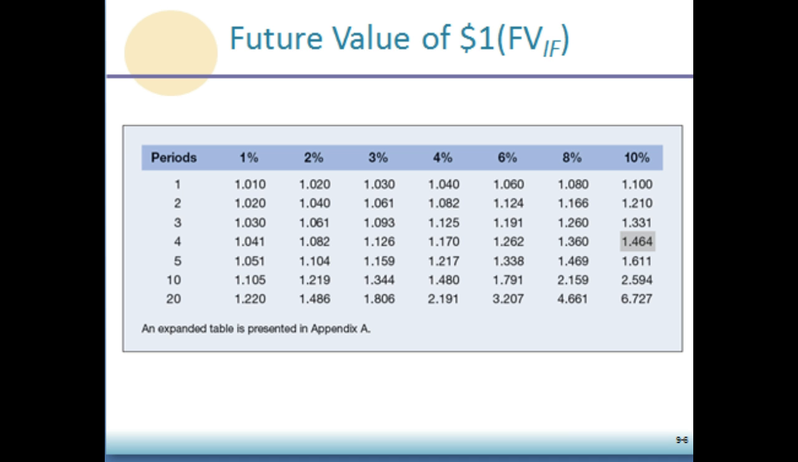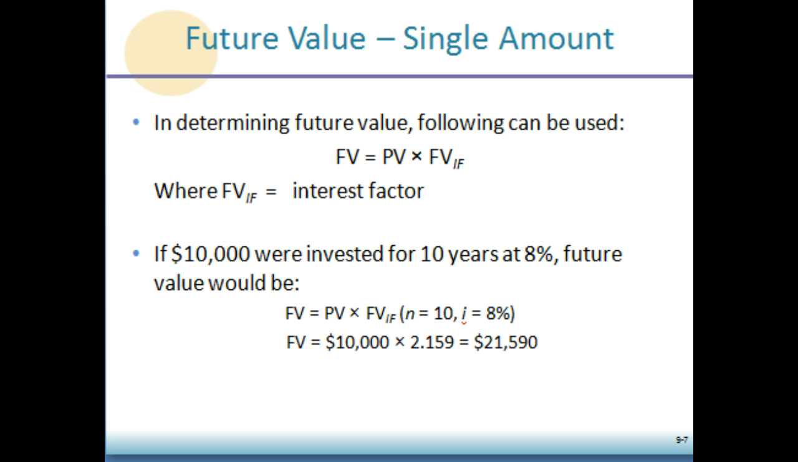Here is the screen showing future value of $1 using a spreadsheet example. Take a look at this slide. When we're considering future value of a single amount, this slide illustrates the calculation if $10,000 were invested for 10 years at 8%, determining what the future value would be. We wish 8% was a realistic interest rate today, but it would equal a whopping $21,590. That's a happy thought.